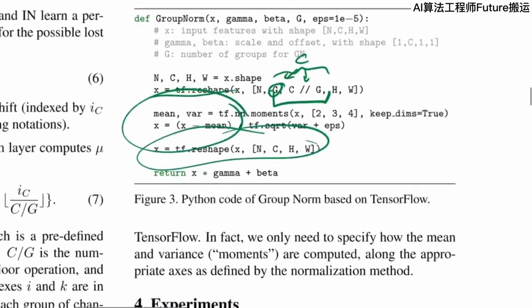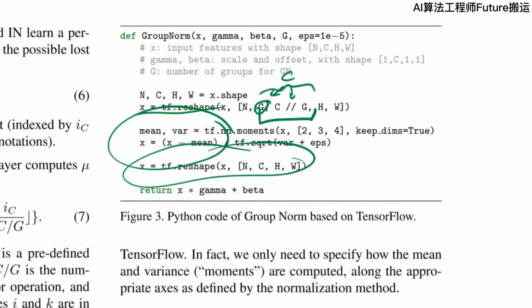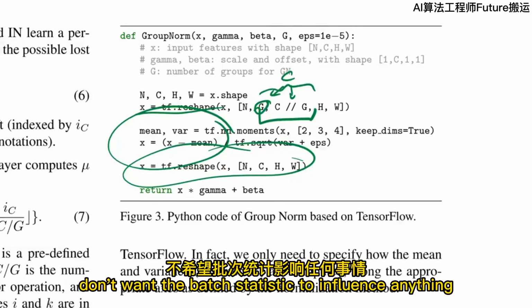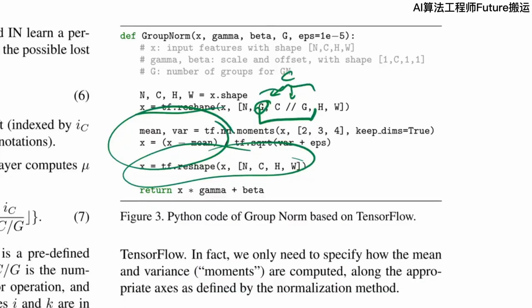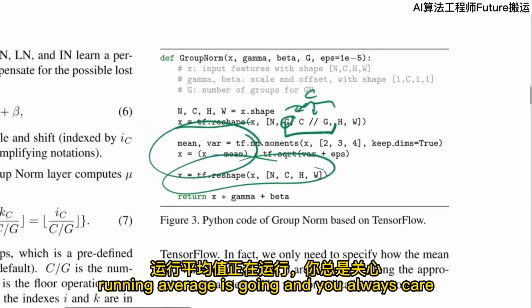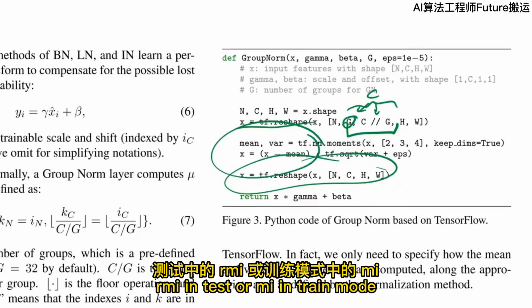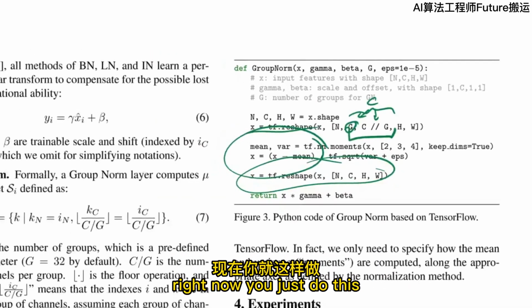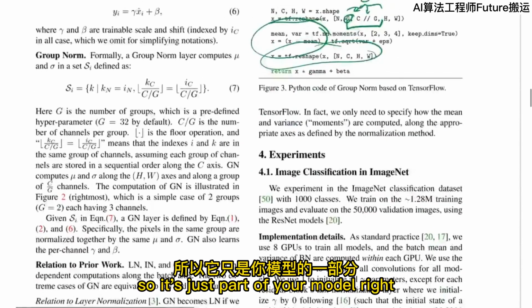And the cool thing is, in batch norm, you have to keep track of these running means, because at test time you don't want the batch statistic to influence anything. You don't have that here. You can just backpropagate through this operation, and you don't need to keep these running averages going and always care whether you're in test or train mode right now. You just do this operation per data point. So it's just part of your model, right?